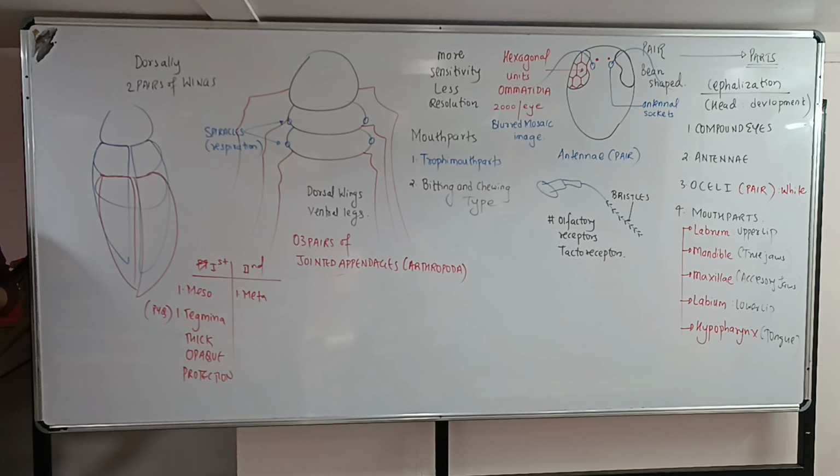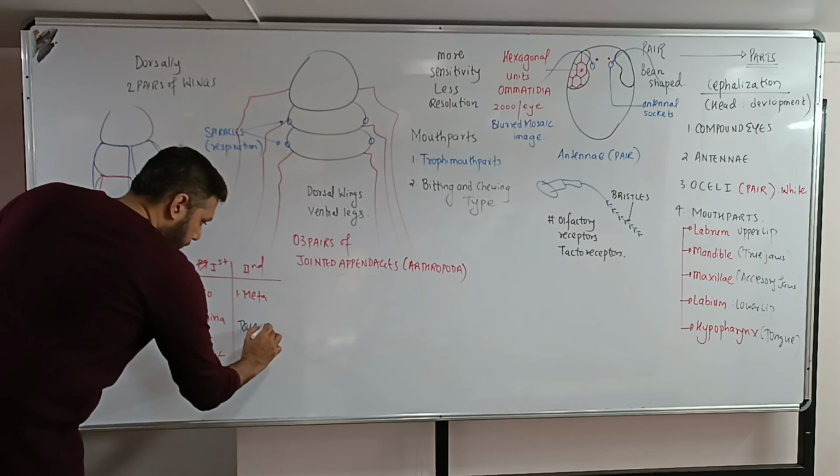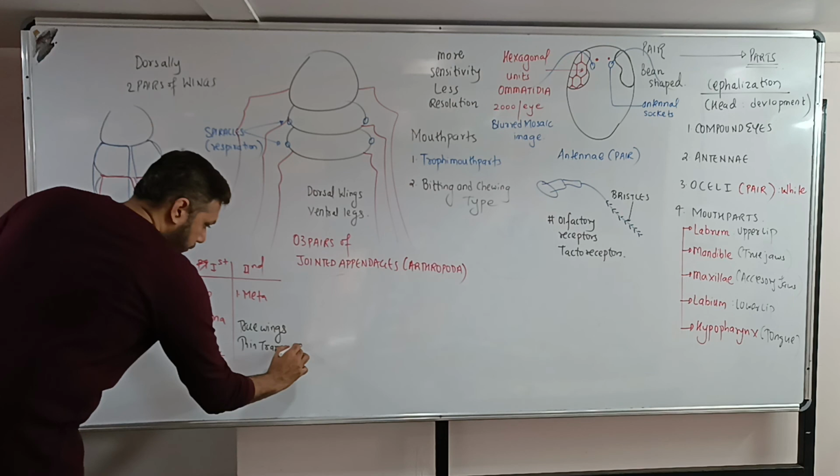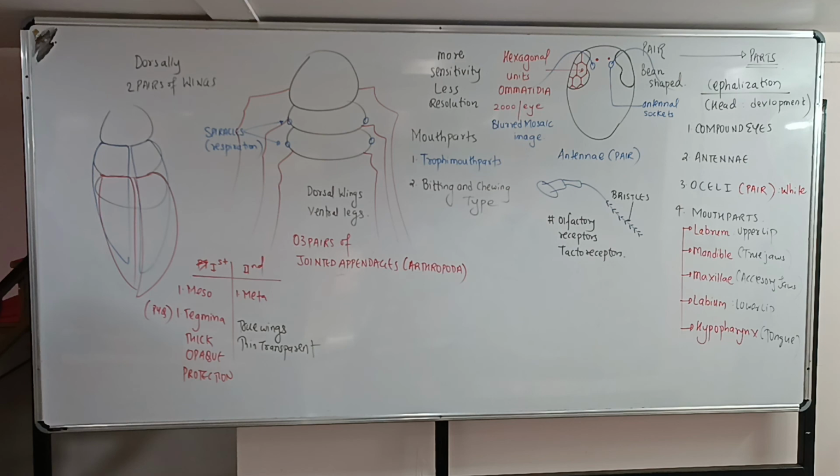Whereas the second pair of wings are called elytra. Have you played Minecraft? The elytra is used in it. So what is the second pair of wings called? Elytra. Not mentioned in the NCERT, but tegmina is mentioned, so you need to remember that. And these are true wings. They are thin and transparent.